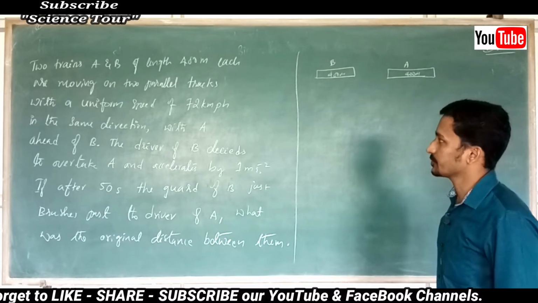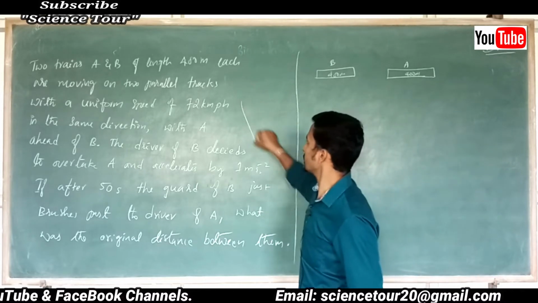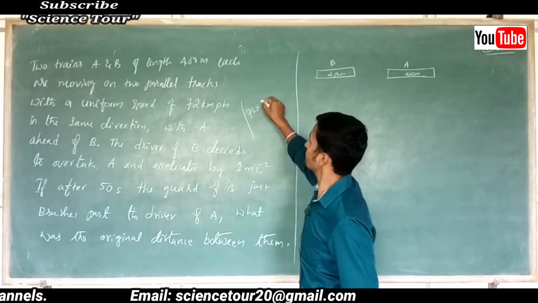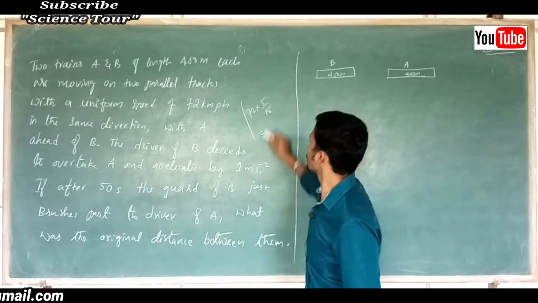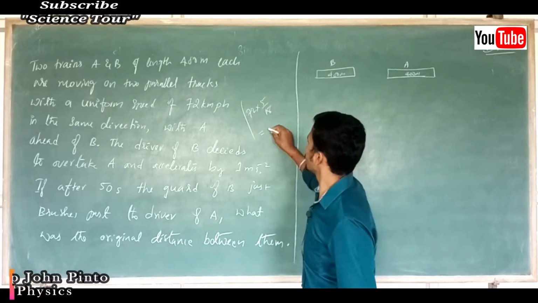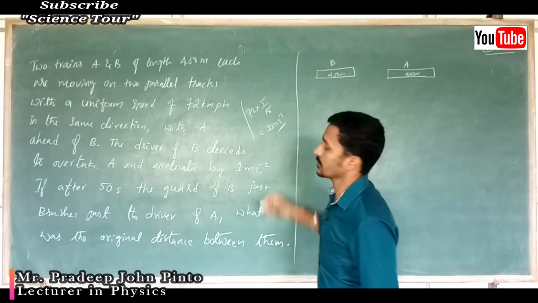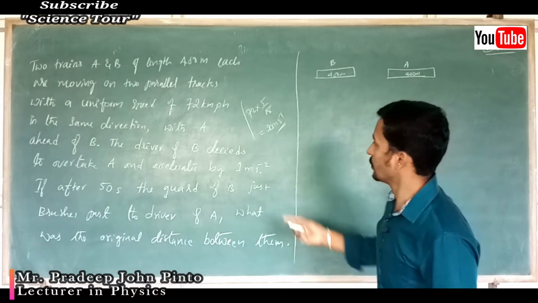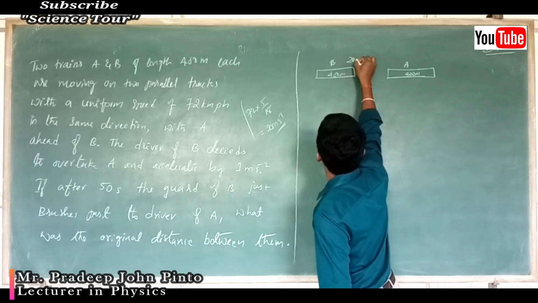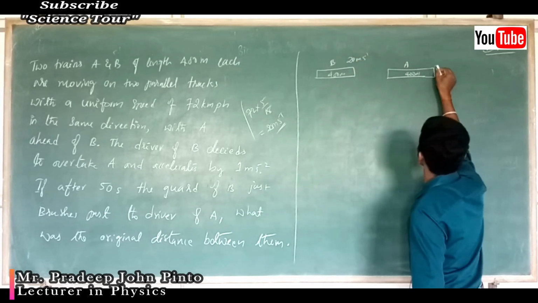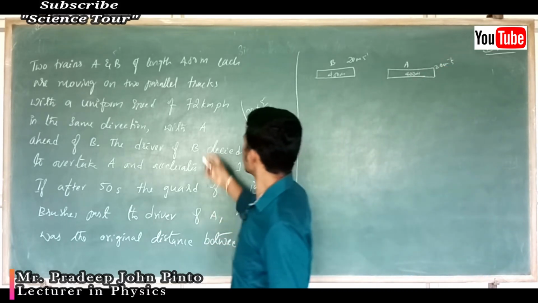With the uniform speed 72 kmph. 72 kmph means you have to take 72 into 5 by 18. Kilometer per hour to meter per second, you have to convert. 18 ones are 18, 18 fours are 72, so 20 meter per second. Per 1 second, 20 meters it will move. So both are moving at 20 meter per second. Now what happens?